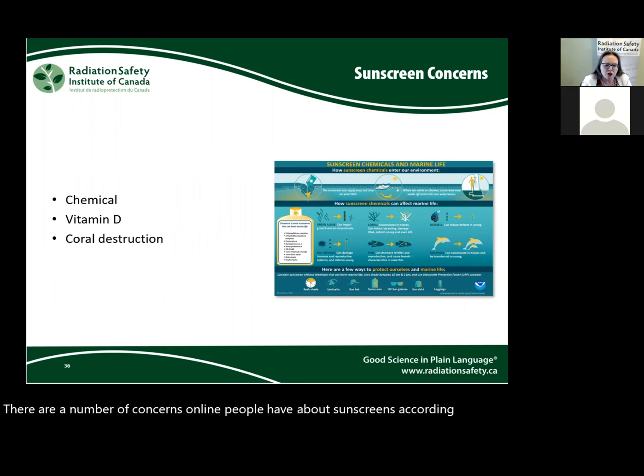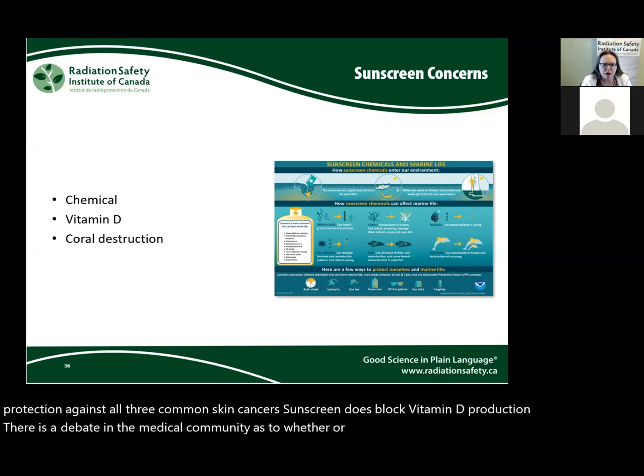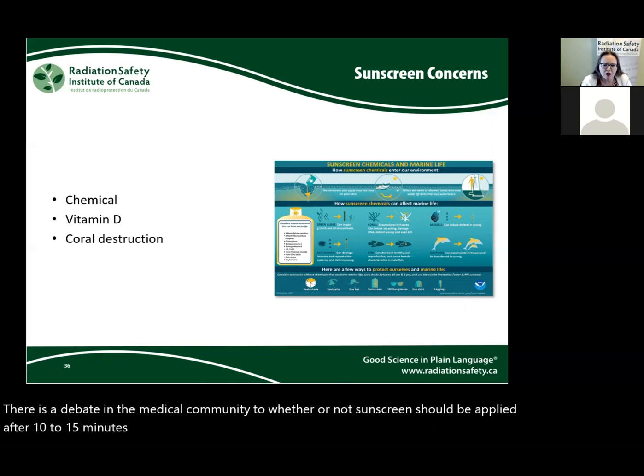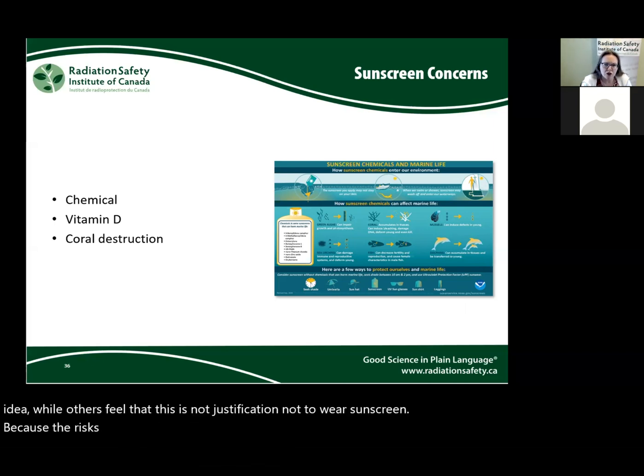Sunscreen does block vitamin D production. There is a debate in the medical community as to whether or not sunscreen should be applied after 10 to 15 minutes of sun exposure each day. Some doctors feel this is a good idea, while others feel that this is not justification not to wear sunscreen because the risks of harm are so high and supplementation is available.